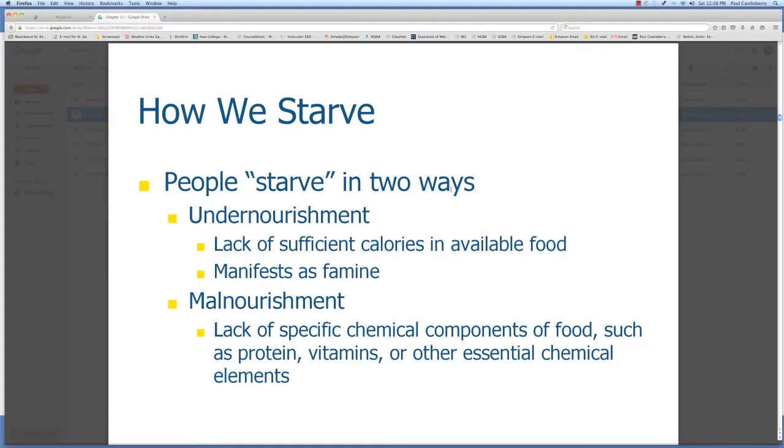So in terms of starvation, there are two ways that starvation is defined: undernourishment and malnourishment. You've probably heard a lot about malnourishment, but undernourishment simply is defined as lack of sufficient calories in available food. You see this in terms of famines. There's just not food available. And there are many people, especially in the continent of Africa.